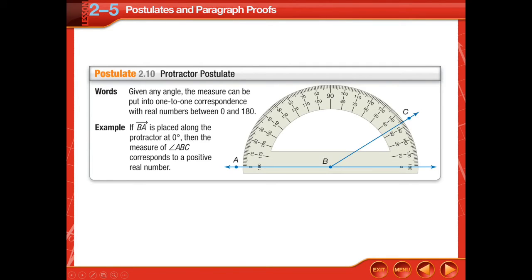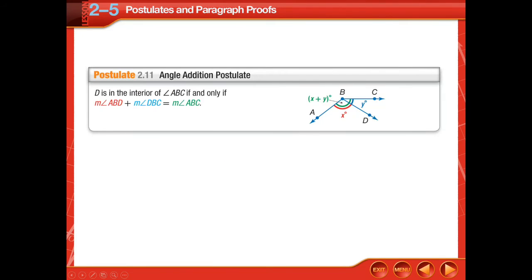The protractor postulate we already discussed. It states given any angle, the measure can be put into a 1-to-1 correspondence with real numbers between 0 and 180. So this just allows us to use the protractor, which allows us to review the angle addition postulate, which was in a video at the beginning of chapter 2, which again states that the 2 smaller angles add up to the larger one.